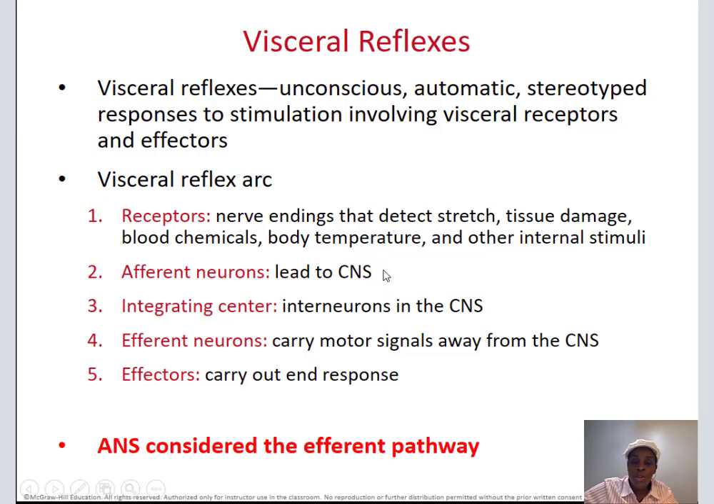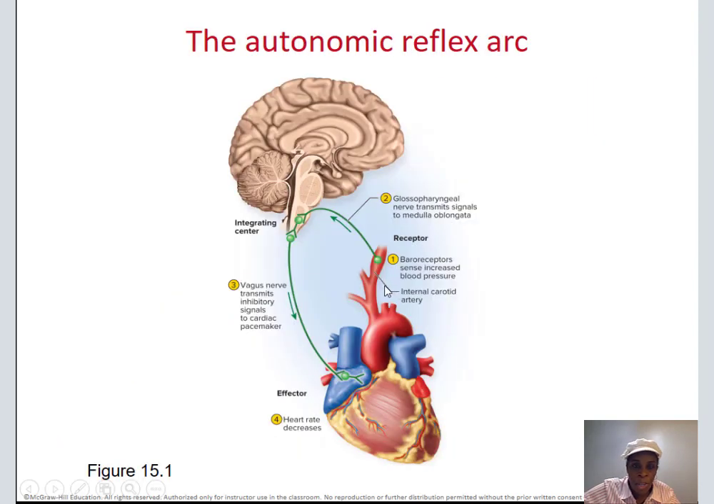So it's going to go to the central nervous system. The interneuron in the central nervous system will process the information, giving the command that will be carried out by a visceral organ. So it's considered as efferent pathway. This is an example of autonomic reflex arc.